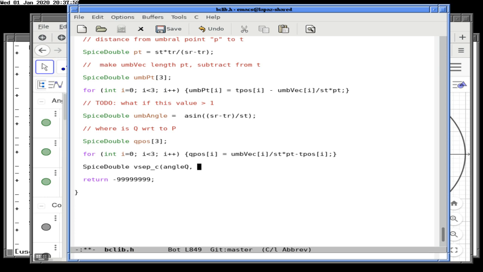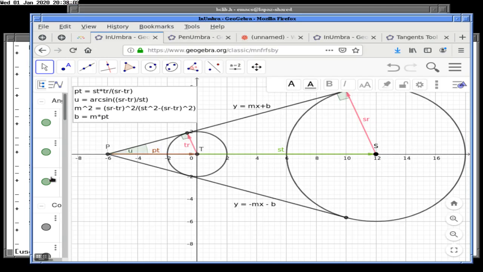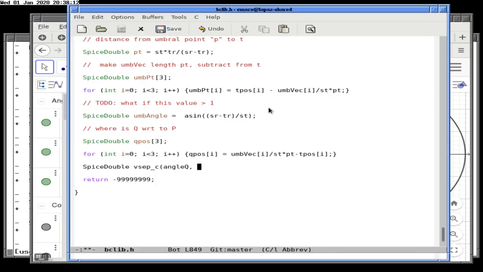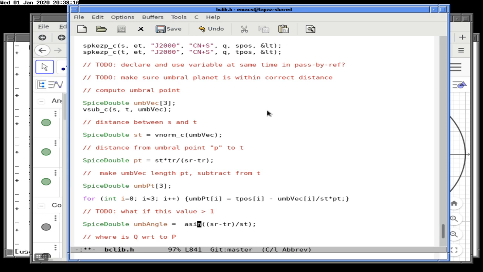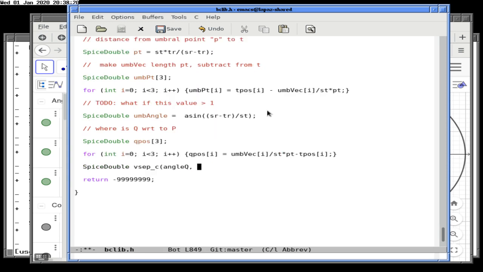I'm beginning to think we should actually just define vector PT instead of going through this. But this is the angle between this, and in this case, we can just use the vector ST. Doesn't really matter. Now, something tells me I've messed up. Oh, the umbral vector, the umvec, because it's the same. It has different length, but it's the same direction. Umvec.